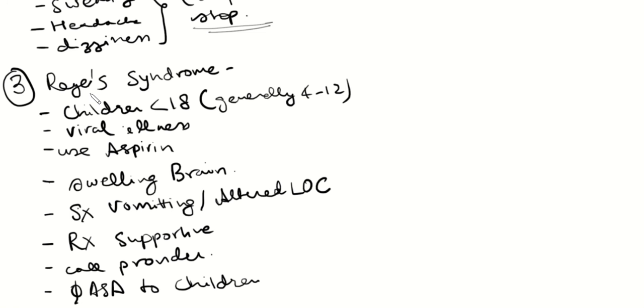Another thing to watch out for, Reye's syndrome: children under the age of 18, generally 4 to 12 years. They have a viral illness. So what happens when they're running a viral illness? They've got fever, they've got pain, they're all achy. And what do we tend to give them? NSAIDs. Okay? We may give them ibuprofen, we may give them naproxen, we're going to give them some other drugs as well, but we don't give them aspirin.